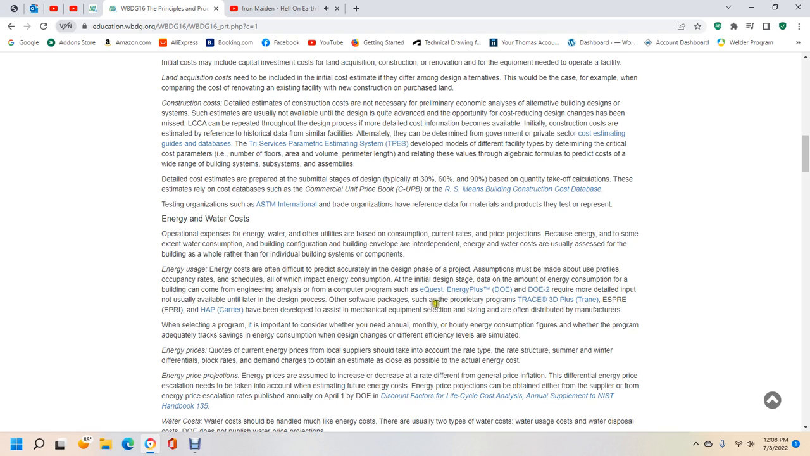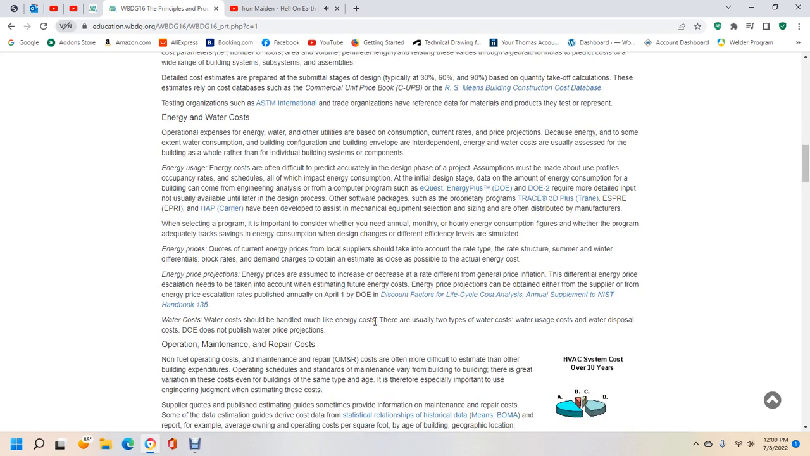Other packages such as Trace 700, ESPRE, EPRI, and HAP Carrier have been developed to assist mechanical equipment selection and sizing, and are distributed by manufacturers. When selecting a program, it is important to consider the need for annual, monthly, and hourly energy consumption figures, and whether the program adequately tracks energy consumption for design choices and different efficiency levels simulated.